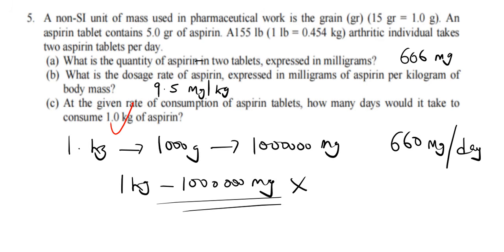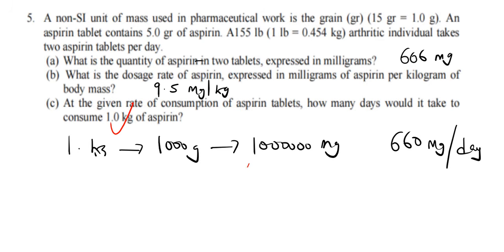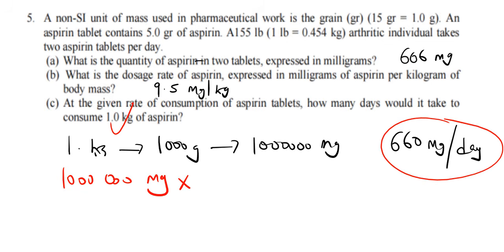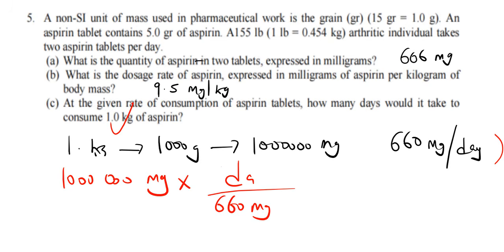1 kg of aspirin is about 1 million milligrams. So I'm going to write it just the way it is: 1 million milligrams. We are multiplying this by what they consume per day. In this case, what they consume per day is 660 milligrams per day. So the milligram and the milligram are going to cancel.